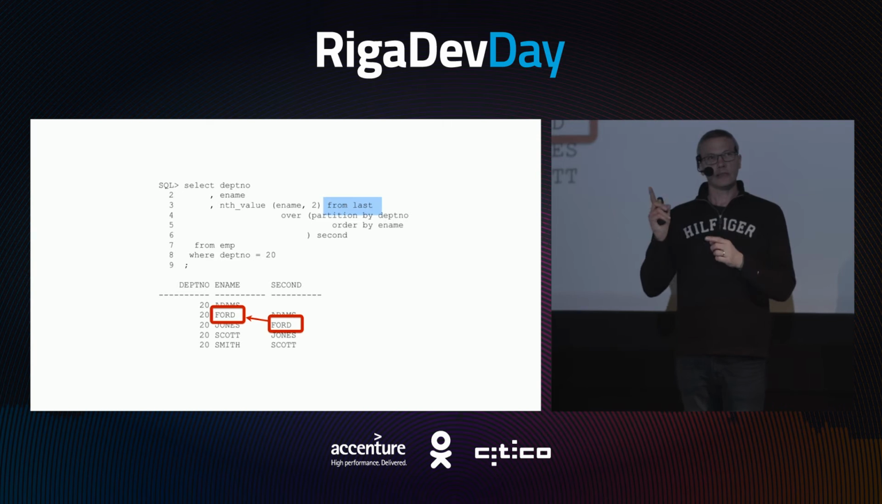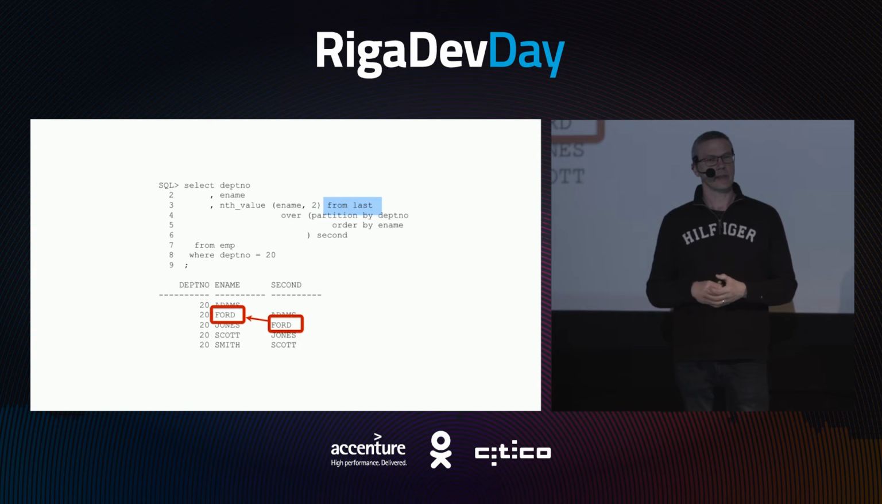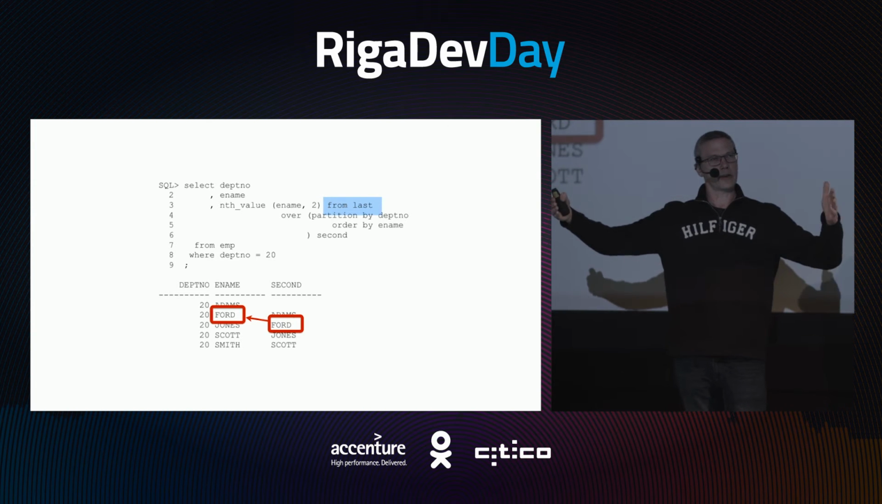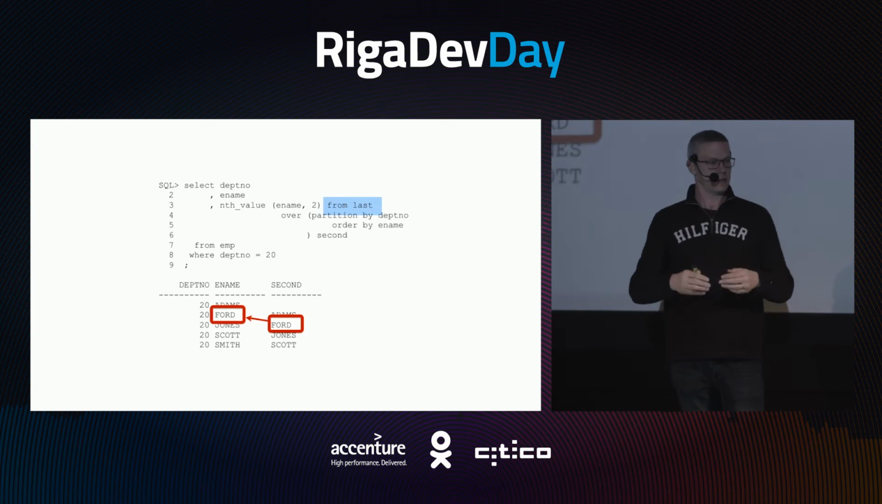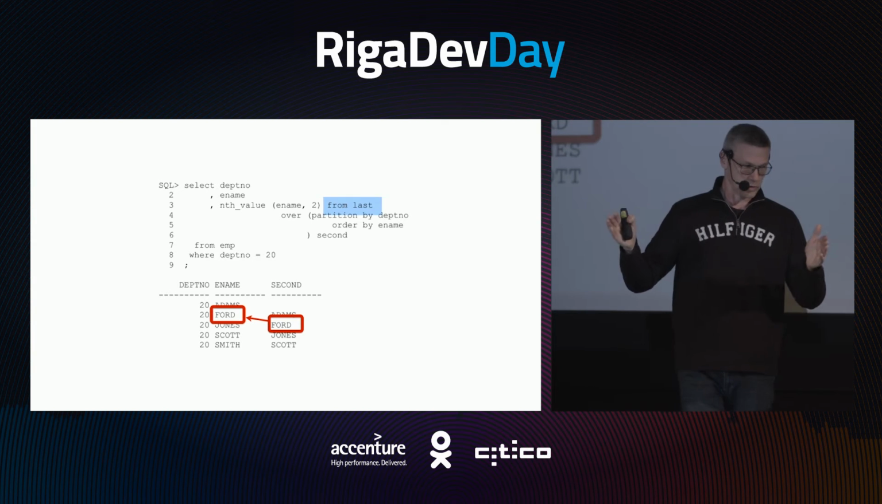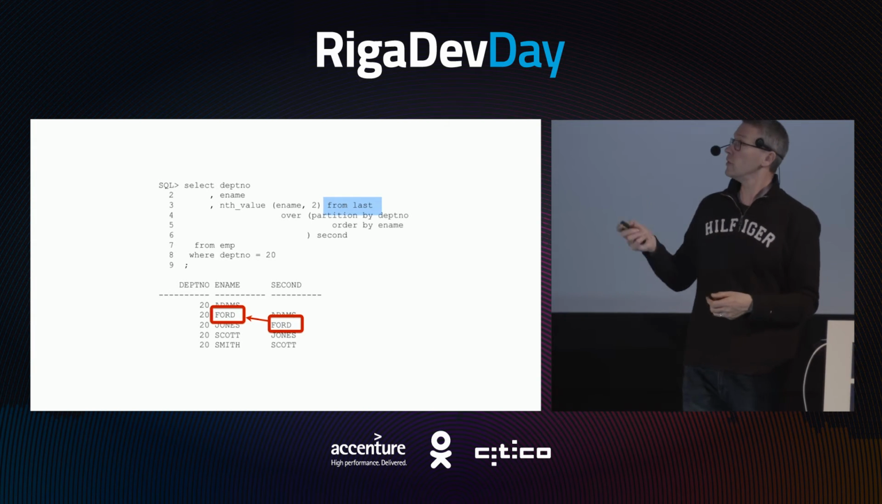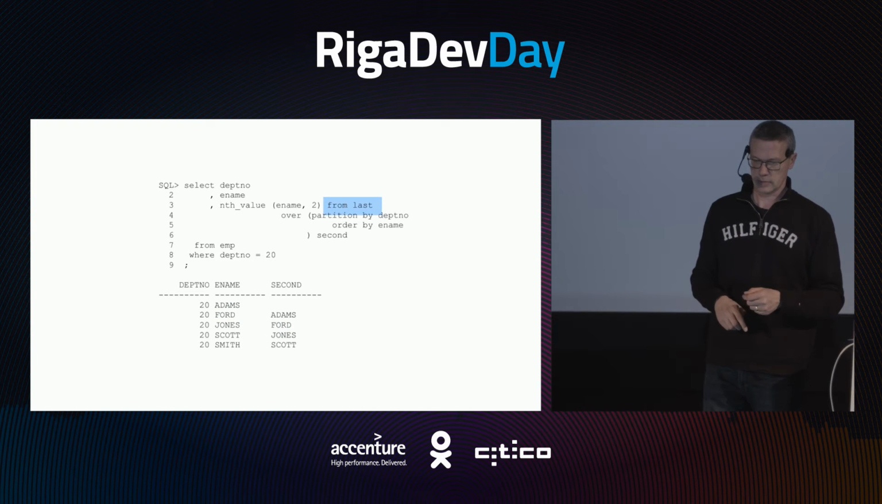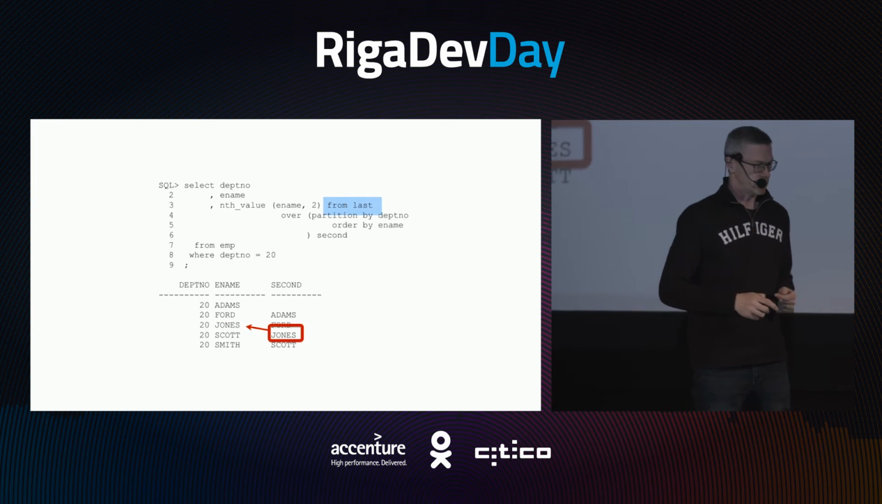There are certain use cases for this nth value, like if you have a whole range of values and you want to cut off the highest and the lowest one and get the average of that, it's more statistically correct, or so they tell me. So the nth value is very good for that one.